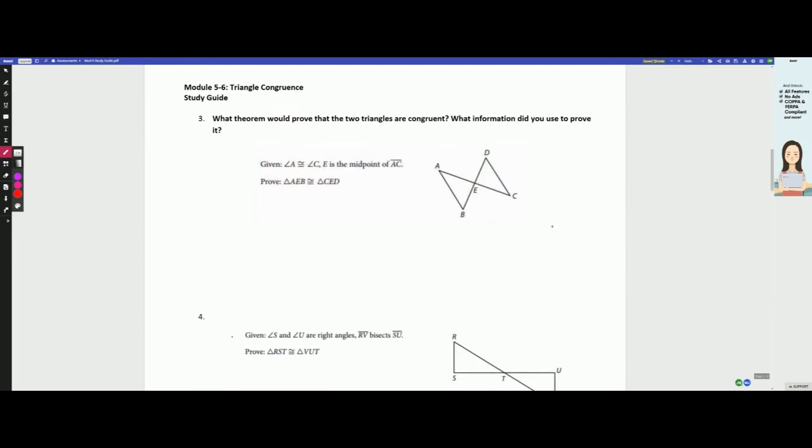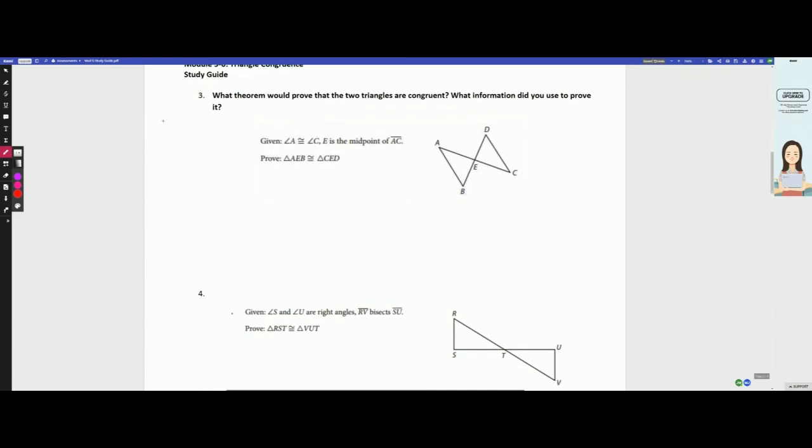All right, number 3. So proofs. Okay, these are good. Proofs are good. So let's see, what theorem would prove that these two triangles are congruent? What information do we use to prove it? Okay, that's good. So they already give us, and I'm going to go ahead and do the whole two-column table. Okay, so I've got my statements. I want to get my reasoning over here on the right. My reason, or justification.